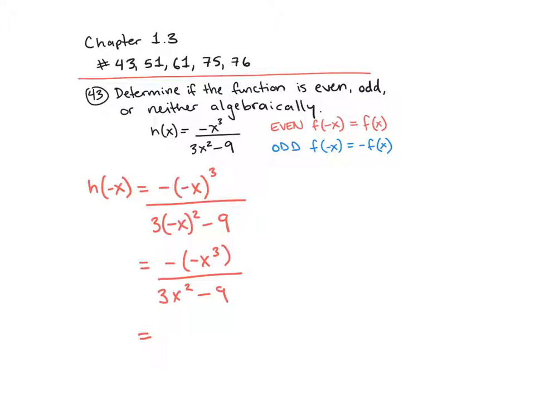So let's go ahead and address this double negative up at the top. I have a negative times a negative x cubed, which turns that into just a positive x cubed over 3x squared minus 9. I can't simplify that anymore, so now the question is, this h of negative x, is that equal to the original function?